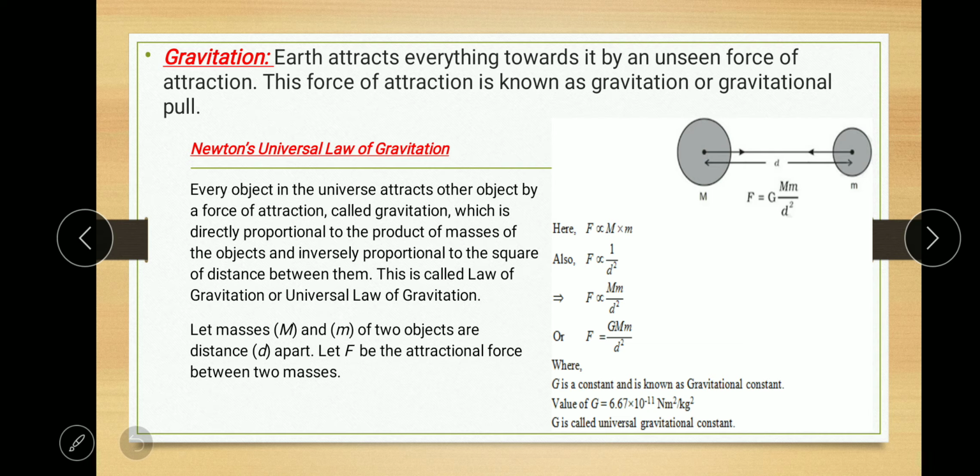First things first, gravitation. Do you know what gravitation is? Earth attracts everything towards it by an unseen force of attraction. This force of attraction is known as gravitation or gravitational pull. You, me, an apple, or any object on the earth is attracted by the earth, and its direction is towards the center of the earth. This attraction is called gravitation.